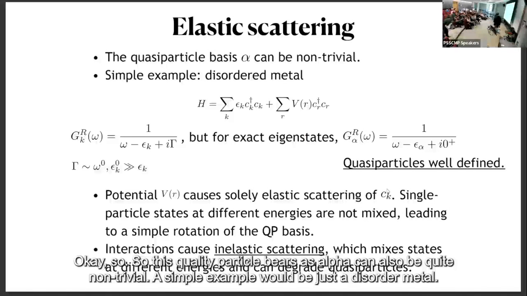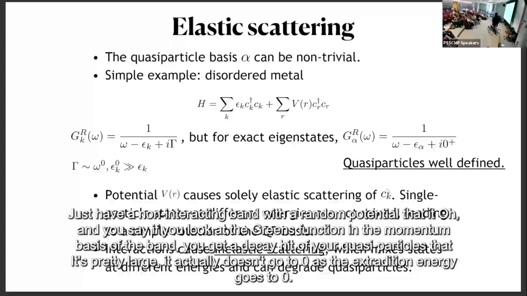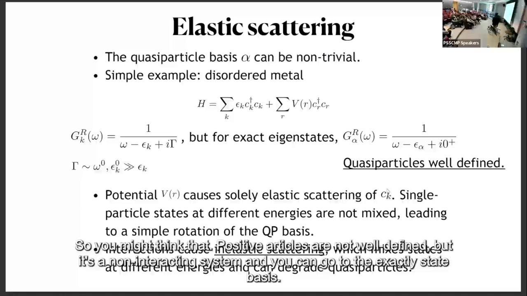Yeah, so this quasiparticle basis alpha can also be quite non-trivial. A simple example would be just a disordered metal. So you just have a non-interacting band with a random potential in it. If you looked at the Green's function in the momentum basis of the band, you get a decay rate of your quasiparticles that is pretty large. It actually doesn't go to zero as the excitation energy goes to zero.